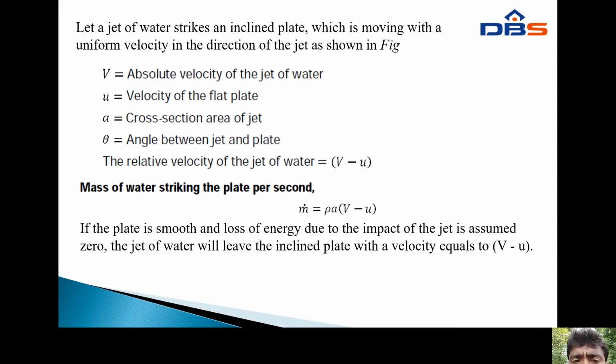If the plate is smooth, the loss of energy due to the impact of the jet is assumed to be 0. The jet of water will leave the inclined plate with a velocity equal to v minus u, where v is the jet velocity and u is the plate velocity.